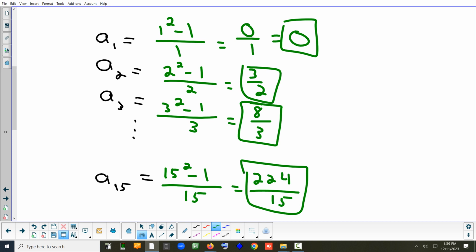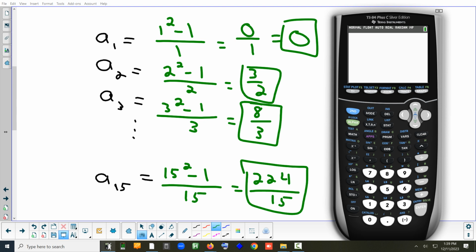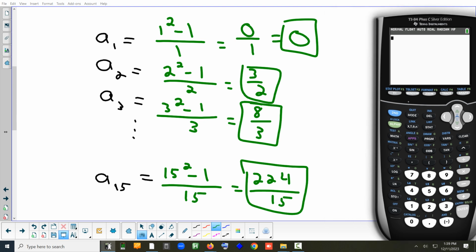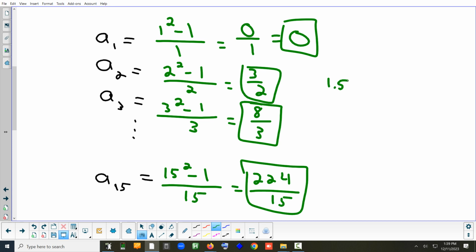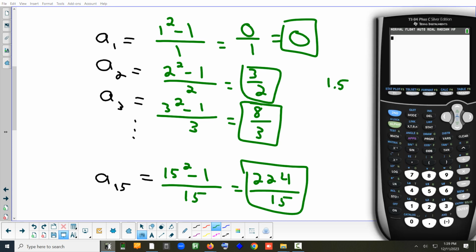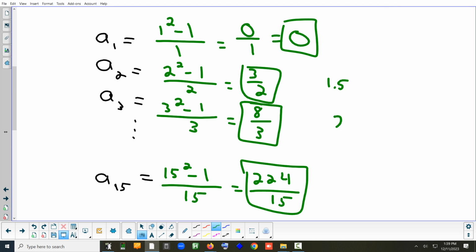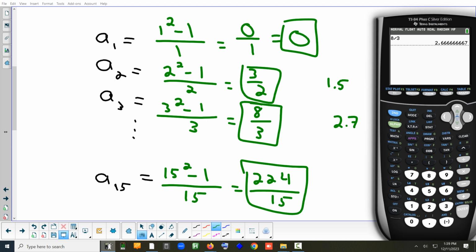Now you might not notice it as a fraction, but these numbers are getting close to something else if you look at the problem. So we have 0. That doesn't really tell us much. What's 3 halves as a decimal? 1.5. Let's look at 8 divided by 3. 2.7. Okay, now let's look at 224 divided by 15. 14.93.